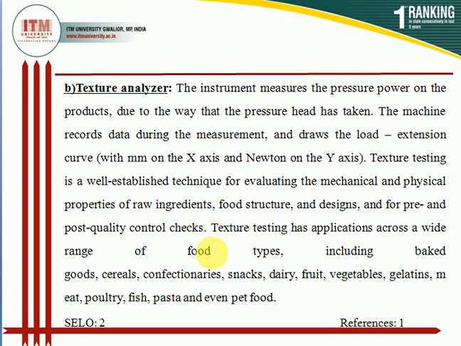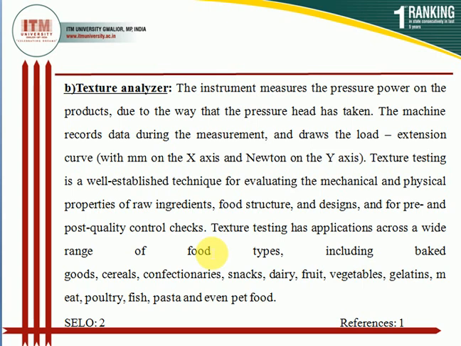Second is the texture profile analyzer, TPA, also called the texture analyzer. The instrument measures the pressure force on the product due to the way the pressure head moves, and the machine records data during the measurement. The draw, the load extension curve, is on the x-axis and Newton on the y-axis.